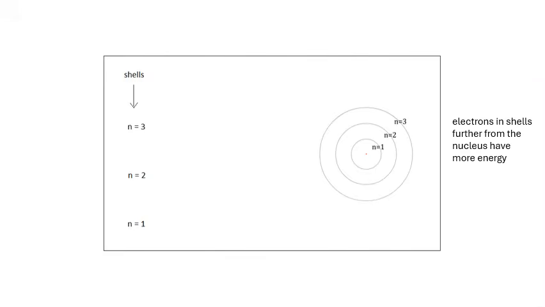Yeah, the shells, we said N equals 1, N equals 2, N equals 3, etc. And as you move further away from the nucleus, the electrons in those shells have got more energy. So, for example, you do this in physics. If an electron jumped from N equals 1 to 2, you would need energy to do that. And if it fell from N equals 2 to N equals 1, then energy would be released as a photon, whatever. So anyway, N equals 1, N equals 2, N equals 3. These are the shells.